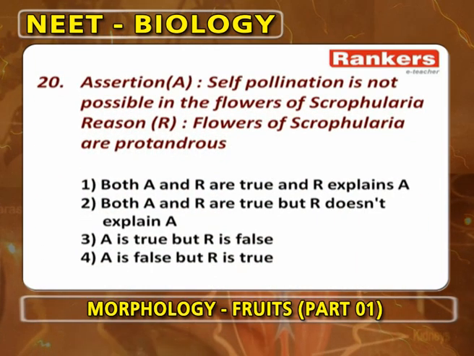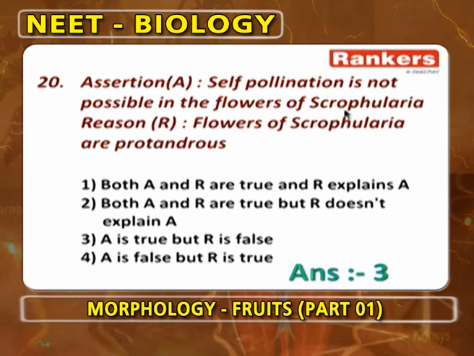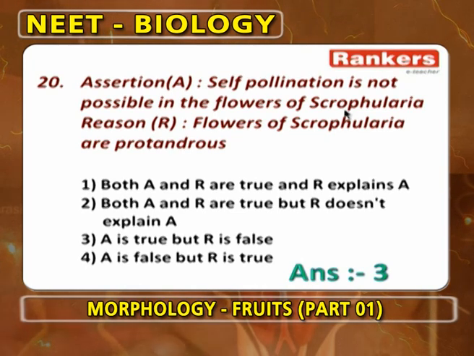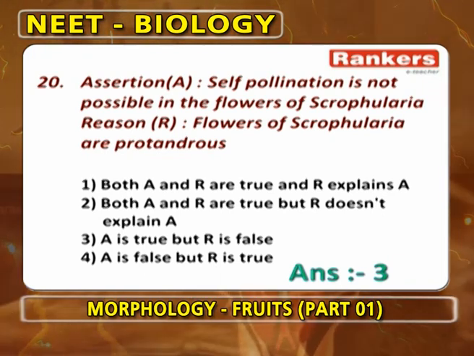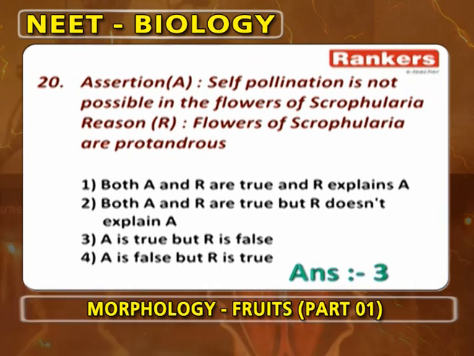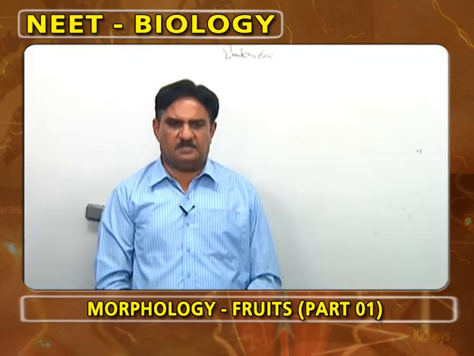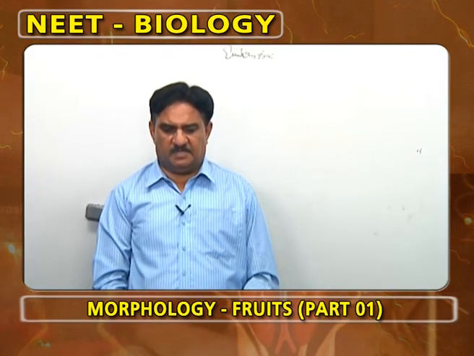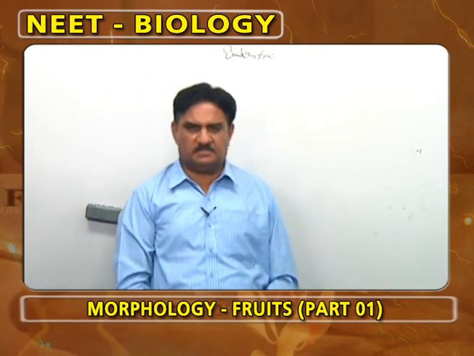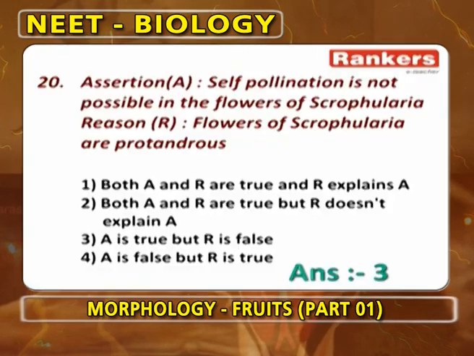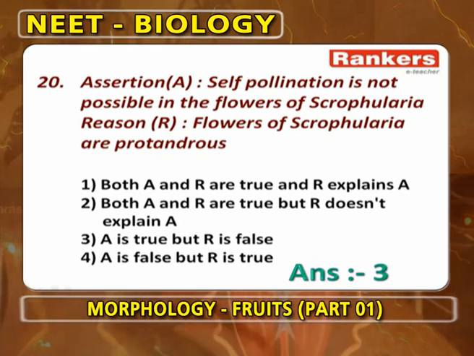Now, self-pollination is not possible in the flowers of Scrophularia. Just now I told Scrophularia shows bisexual flowers with protogynous condition. Protogynous condition means it produces bisexual flowers, but gynoecium matures much before androecium. Flowers of Scrophularia are protandrous. So, self-pollination is not possible in the flowers of Scrophularia is correct because it is protogynous. Reason is wrong. Flowers of Scrophularia are not protandrous. Flowers of Scrophularia are protogynous.